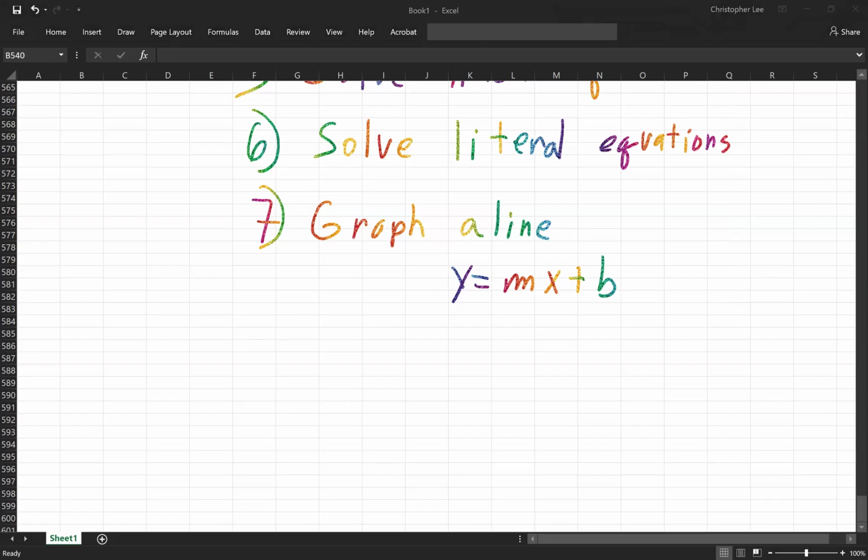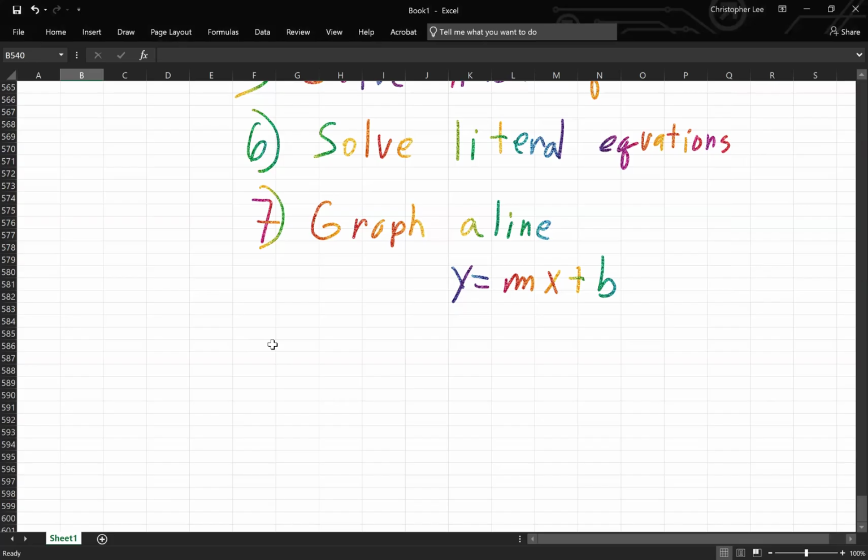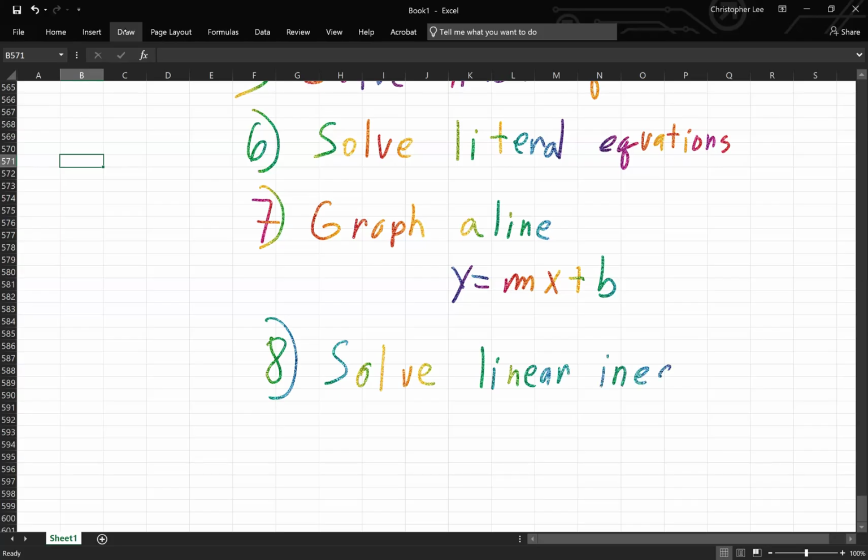Solving inequalities, linear inequalities. Are you going to post that right after? You're welcome. I see you. Right, so solve linear inequalities, something like that.